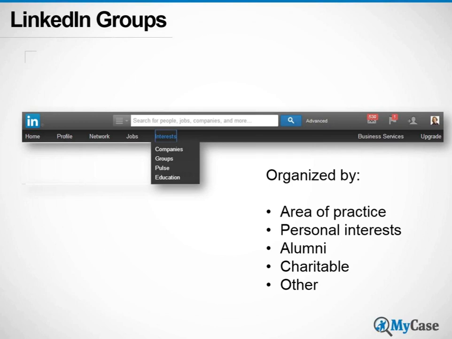So groups are under the Interest tab on the main navigation bar. If you don't know where to find them, you click on groups, and they're organized in all kinds of different ways. Again, alumni groups may be the easiest place to start because you know where you went to school, and there's probably people in those groups that you can connect with. But they're organized around all kinds of different areas.